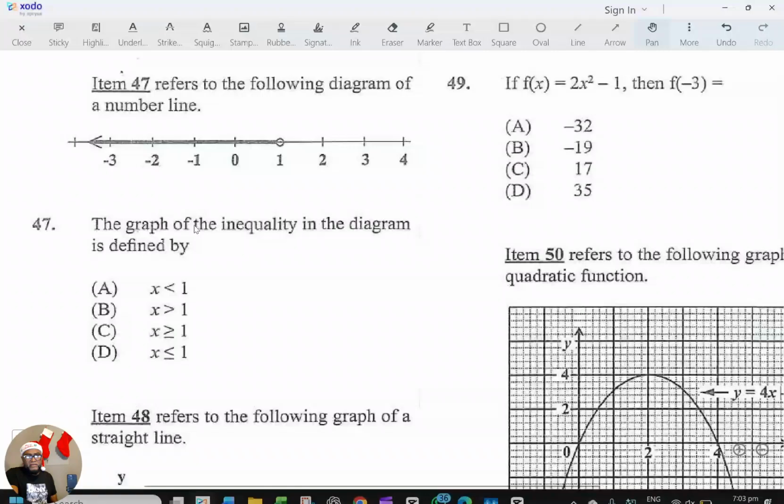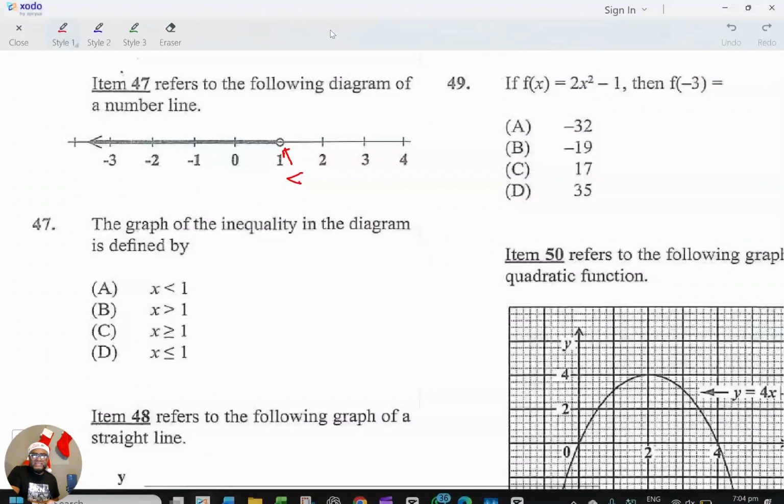Hour and a half. Right, so the graph of the inequality in the diagram is defined by, once it is a circle that is not shaded, your node cannot be less than or equal to, your node cannot be greater than or equal to, right? And we are going in what direction? Are we going to the less than direction or the greater than? Less than. Once this circle is not shaded, it will be less than, not less than or equal to. So this will be represented by x is less than 1.